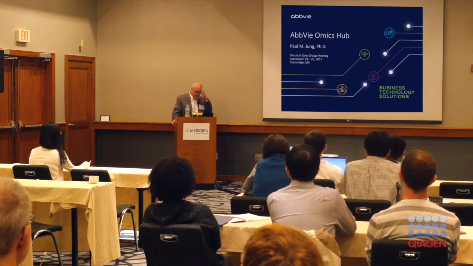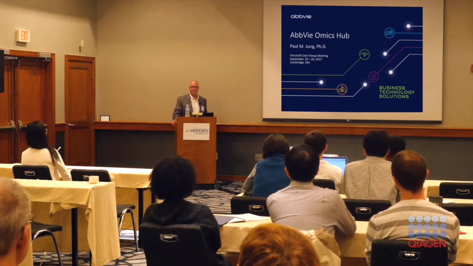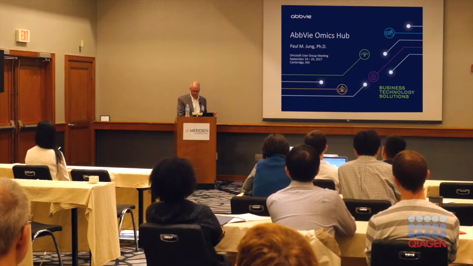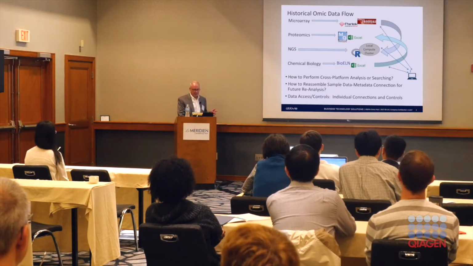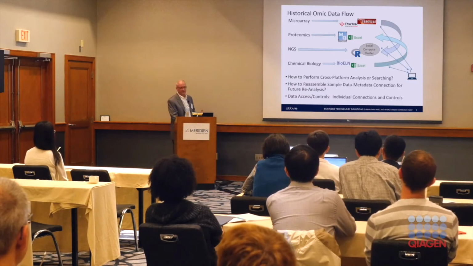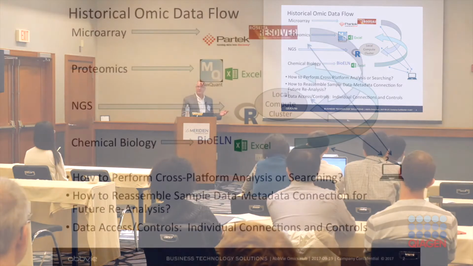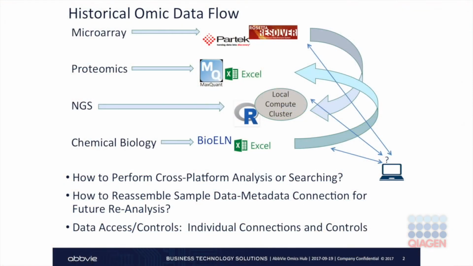So Matt just asked me to talk a little bit about how we've used OmicSoft to build a sort of an omics hub. Historical omic data flow: microarray data would go into Partek. We had Rosetta Resolver. Proteomics data, we've got some MaxQuant data that went into an Excel file and may just stay there. NGS data was going to our bioinformaticians. They had a local compute cluster. Chemical biology data is going to go into a BioELN at some level, Excel.